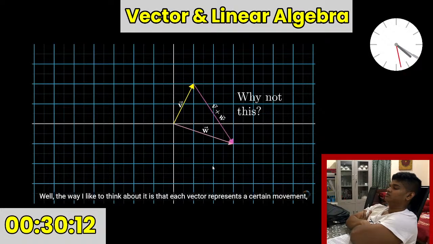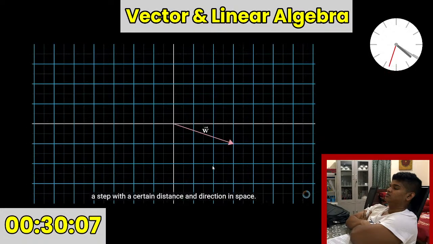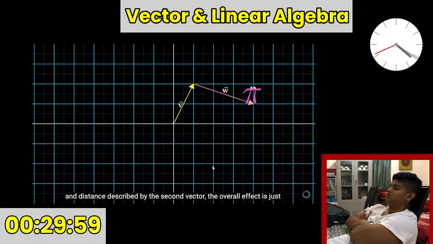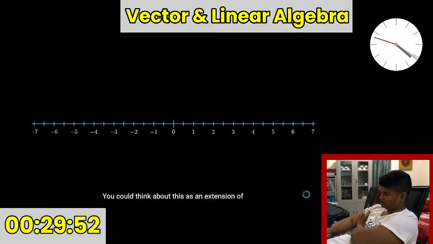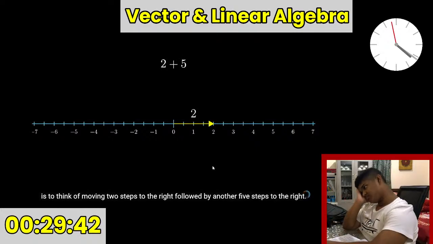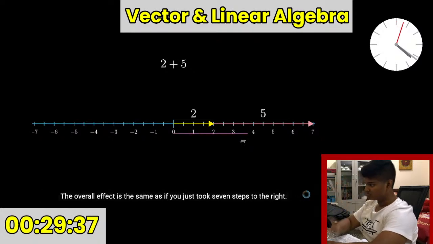Well, the way I like to think about it is that each vector represents a certain movement, a step with a certain distance and direction in space. If you take a step along the first vector, then take a step in the direction and distance described by the second vector, the overall effect is just the same as if you moved along the sum of those 2 vectors to start with. You could think about this as an extension of how we think about adding numbers on a number line. One way that we teach kids to think about this, say with 2 plus 5, is to think of moving 2 steps to the right, followed by another 5 steps to the right. The overall effect is the same as if you just took 7 steps to the right.